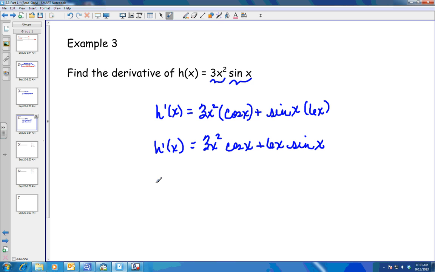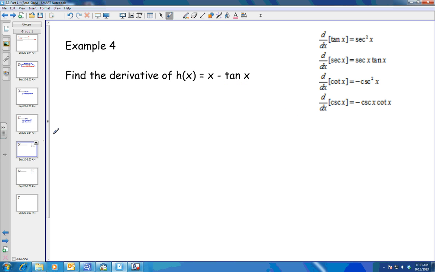Okay, let's look at another one. Now they've introduced some new derivatives to you. So here are the new derivatives of some trig functions. The derivative of tangent x is secant squared x. Derivative of secant x is secant x tangent x. Derivative of cotangent x is negative cosecant squared x. And then derivative of cosecant x is negative cosecant x cotangent x. These are derivatives that you're basically going to need to memorize because you're going to need to know all these.